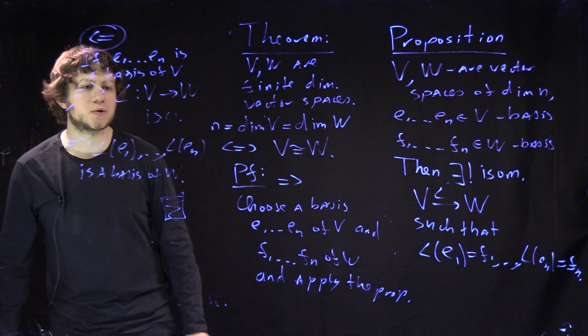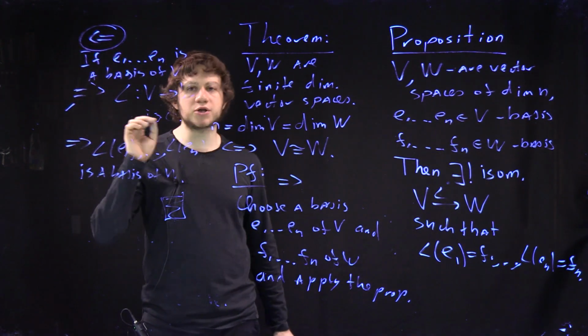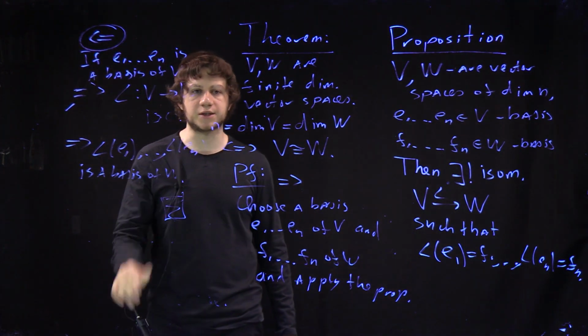So in the next section we will talk about the dimension of the image, the dimension of the kernel, and how they are related with each other.